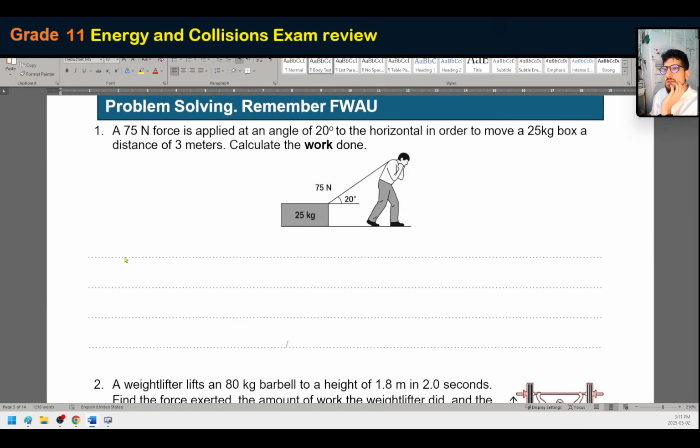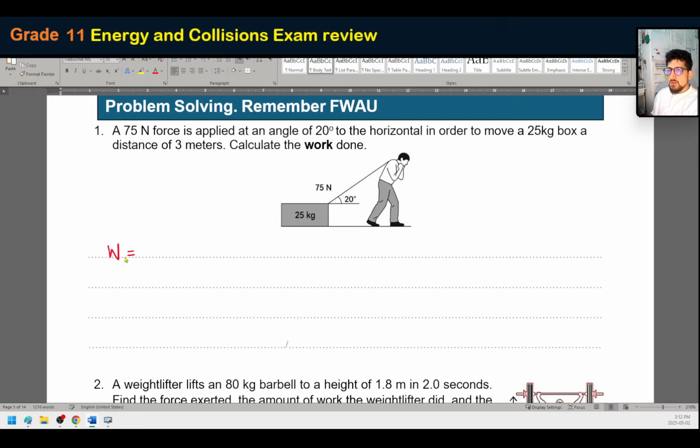a 75 Newton force is applied at an angle of 20 degrees to the horizontal in order to move a 25 kilogram box a distance of 3 meters. Calculate the work done. So obviously the force is being applied in the horizontal direction, i.e. in this, oops, I've got that upside down, this way here. And so we need not worry about this force over here. We only need to worry about this force over here.